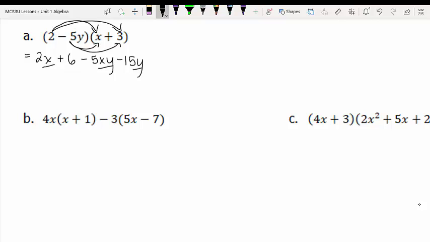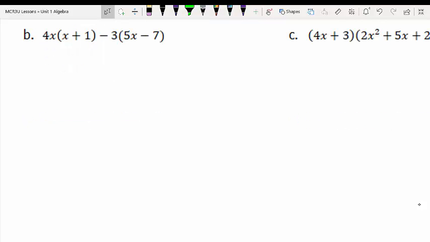All right, let's try example B. So example B, let's scan this expression and see if there's expanding that needs to be done before we can collect like terms. There is, right? We've got some brackets. So let's go ahead and use the distributive property to eliminate these brackets.